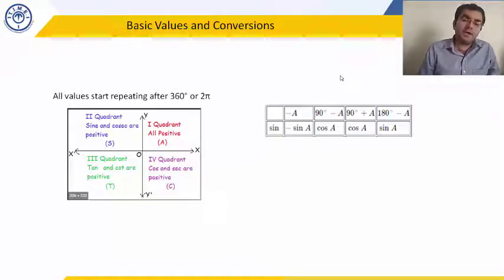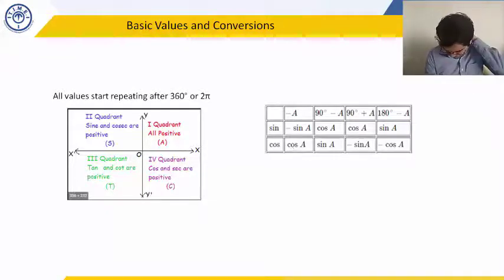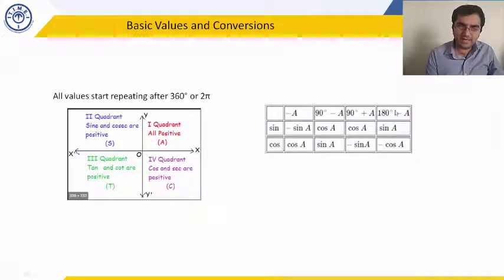Okay. Now, cos of minus A. Minus A is which quadrant? Fourth quadrant. And in the fourth quadrant, cos is positive. So that means you get a plus sign over here and cos A. So cos of minus A becomes cos A. Next, cos of 180 minus A. 180 minus A is which quadrant? Quadrant number 2. And over here, cos is negative. So you get a minus sign and cos A.